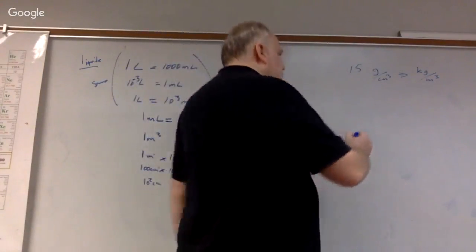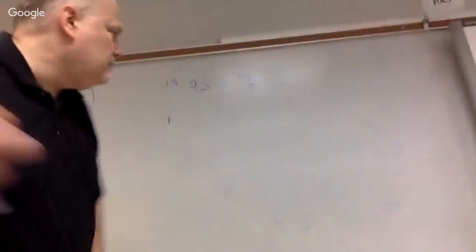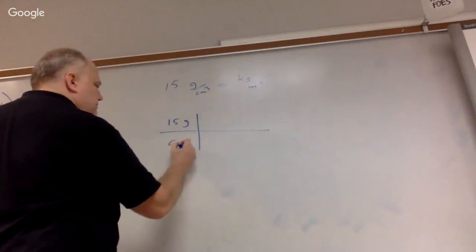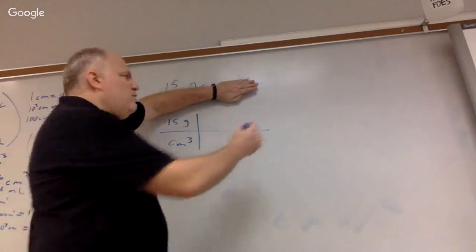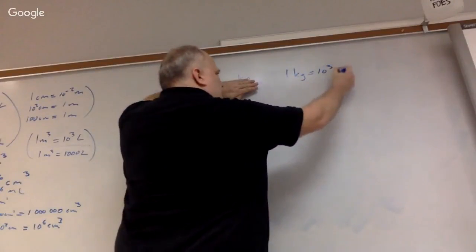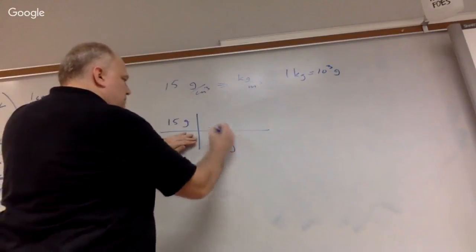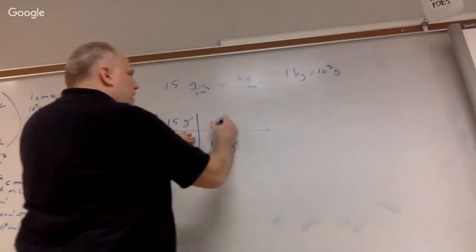So let's set up our problem. When we go 15 grams on the top and centimeters cubed on the bottom. And couldn't we go grams to kilograms by themselves? And don't we know that 1 kilogram is 10 to the 3rd grams? So couldn't we down here go, all right, 10 to the 3rd grams on the bottom, 1 kilogram on the top? Wouldn't the grams cancel? I'm at kilograms, which is what I want.